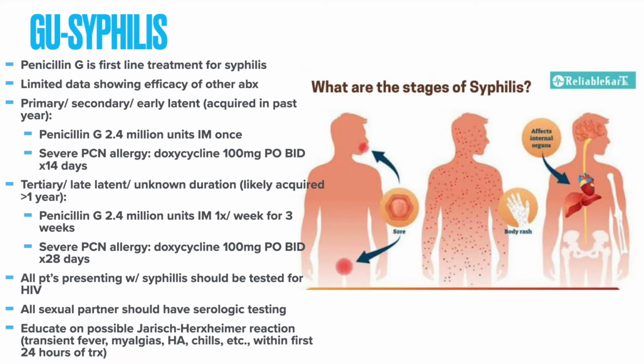Finally, the tertiary stage, and this does not always occur, even if the patient did not receive treatment. However, symptoms are severe, and those include organ failure and even death. Penicillin is the first-line treatment for syphilis, and there is limited data showing efficacy of any other antibiotic for syphilis. Also, when treating your patient, it's important to educate them on the Herxheimer reaction, which includes a transient fever, myalgias, and chills that occur within 24 hours of treatment initiation.